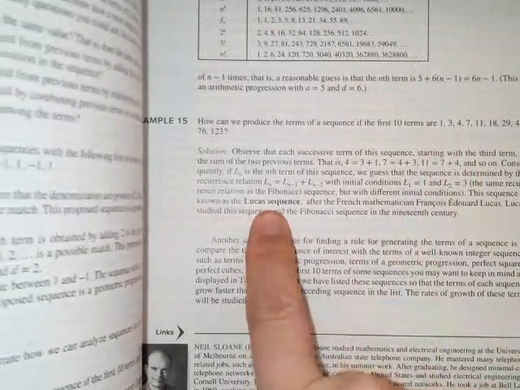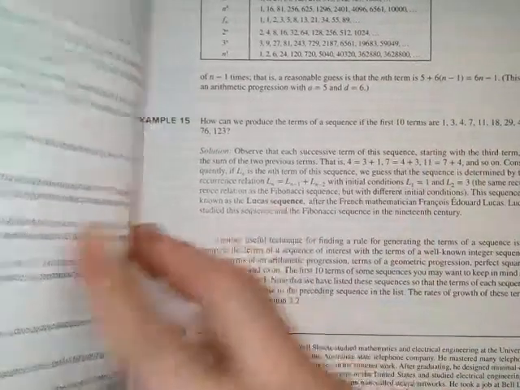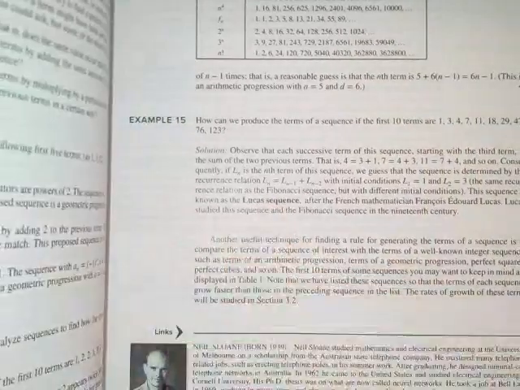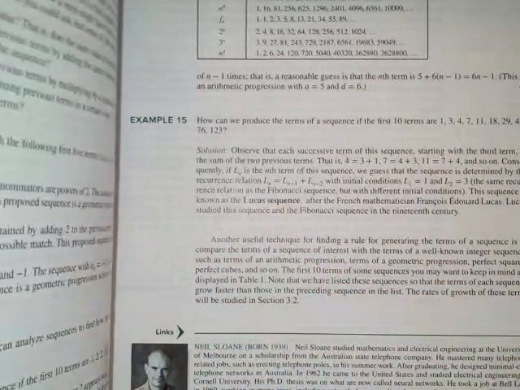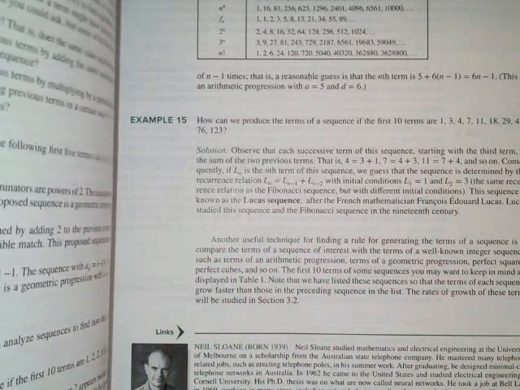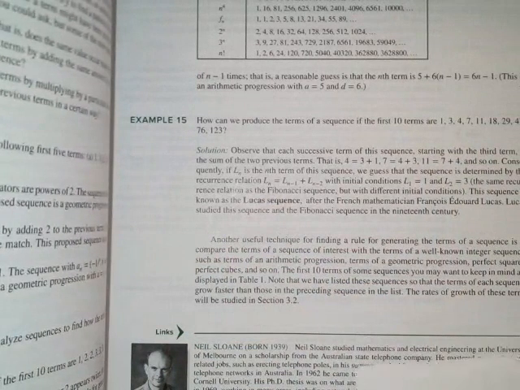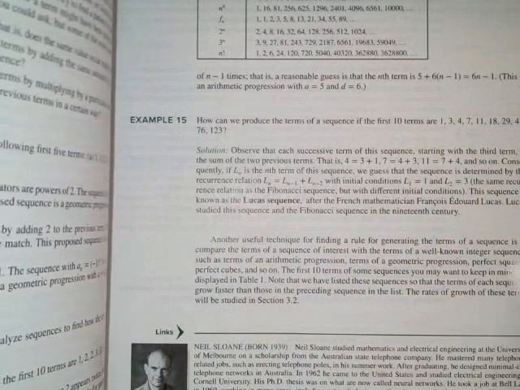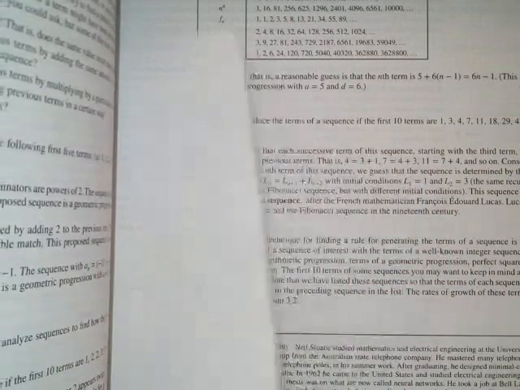Francois Lucas developed a whole book of this idea. He said, I'm going to do this Fibonacci-like recurrence. I'm just going to start with different things and look at what comes out. So this is called a Lucas sequence. There are hundreds of these.